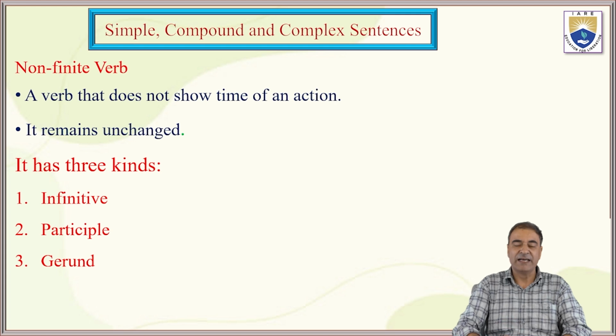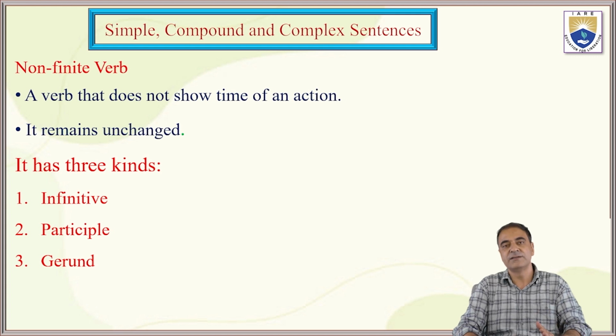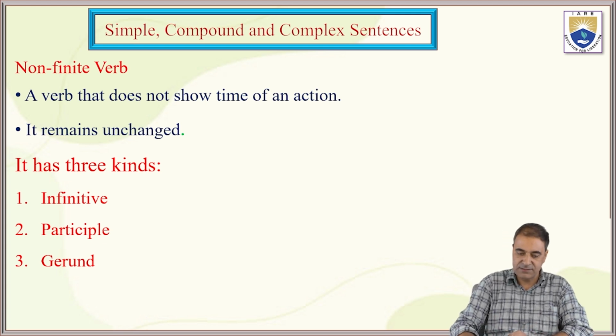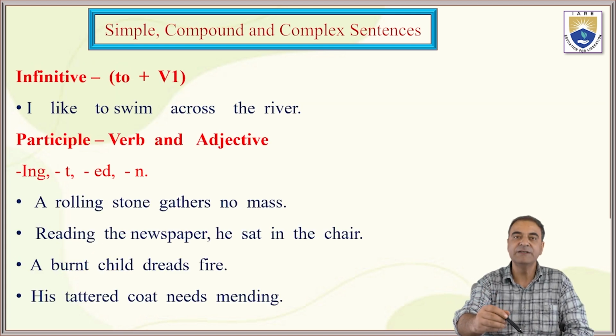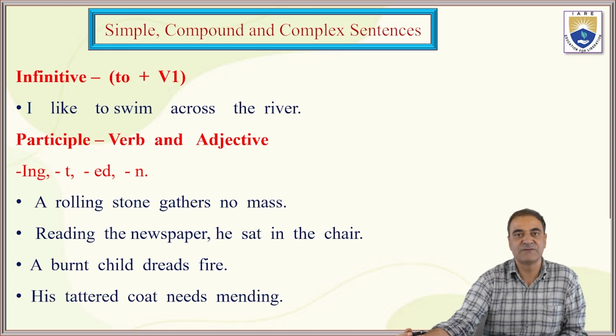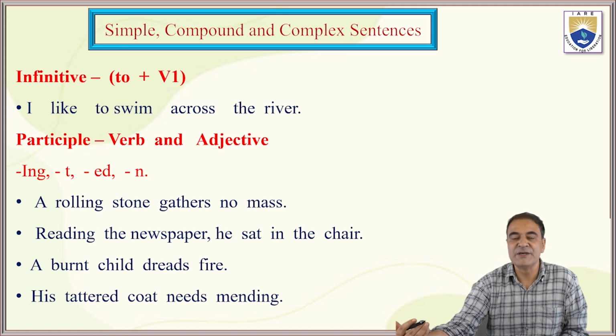But this non-finite verb has three kinds. The first one is the infinitive, then we have the participle, and the last one is the gerund. We'll take these one by one so that we can identify a simple sentence, or differentiate a simple sentence from the other two, that's the compound sentence and the complex sentence. Now, what's this infinitive? Infinitive means to plus verb in first form. That means to plus base form of verb.